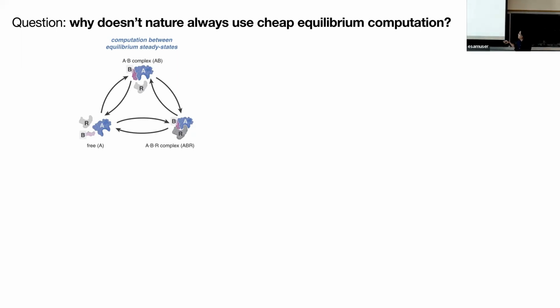So here's an example of equilibrium computation, in the sense that if I, for example, change the amount of B or change the binding affinity from B to A, I can modulate how much of the system is in this on state, right?